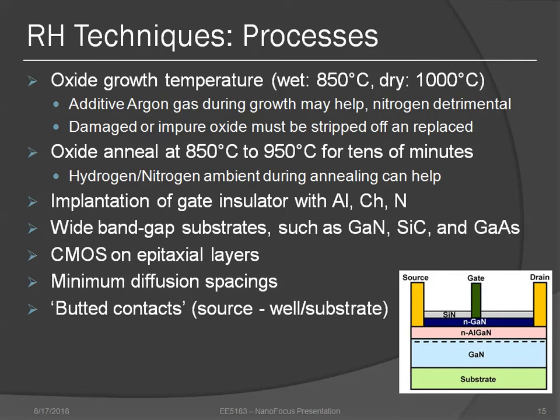If the oxide is discovered to be damaged or impure, it must be stripped off and replaced, thus ensuring that the oxide is sufficiently hardened. After oxide growth, an anneal takes place to relieve stress on the silicon dioxide layer and to reduce defect density. The oxide anneal also has a specific temperature range, duration, and ambient.